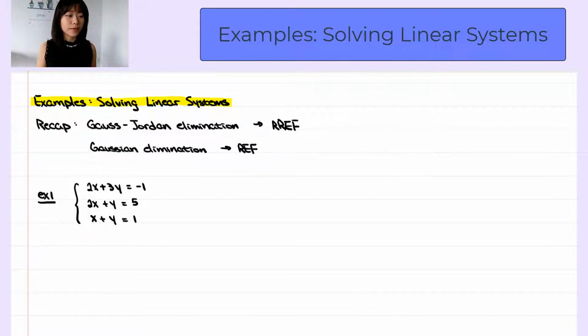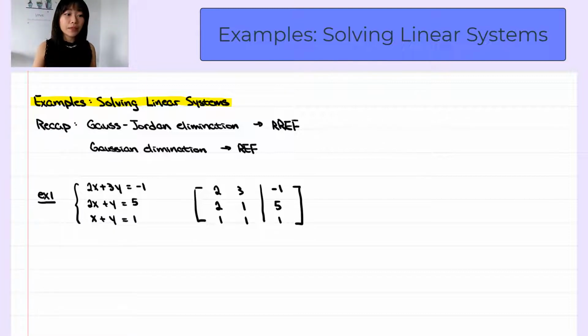Let's look at the first example. Here we have 3 equations with 2 unknowns. If we write this system as an augmented matrix, we get 2, 3, equals negative 1; 2, 1, equals 5; and 1, 1, equals 1. Now let's reduce the matrix.